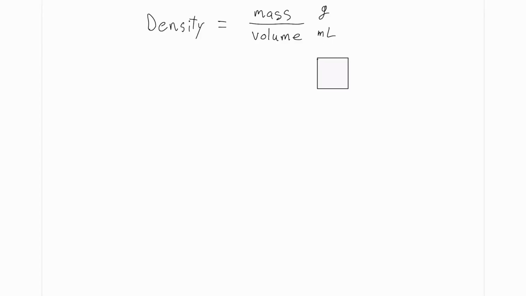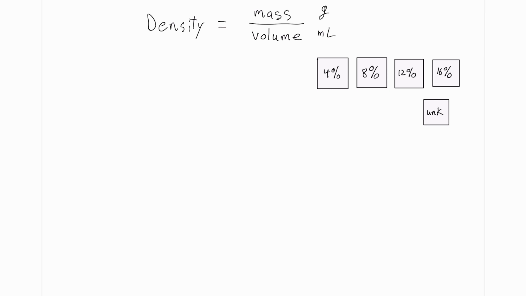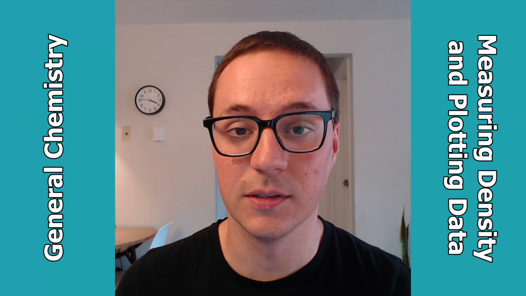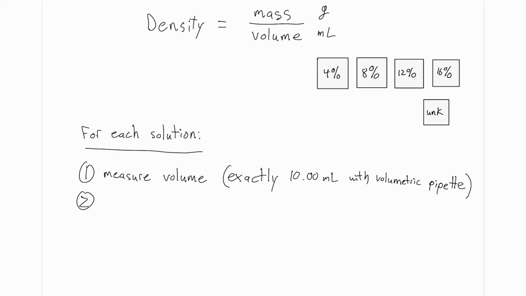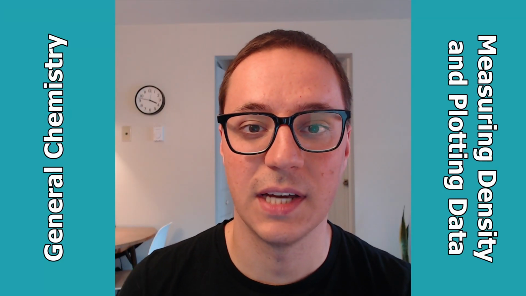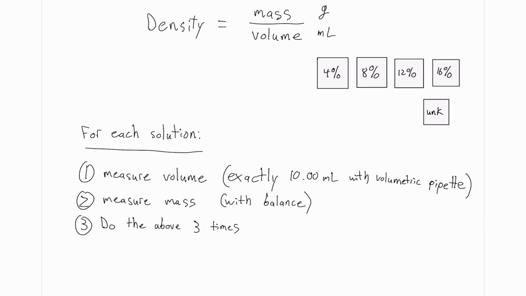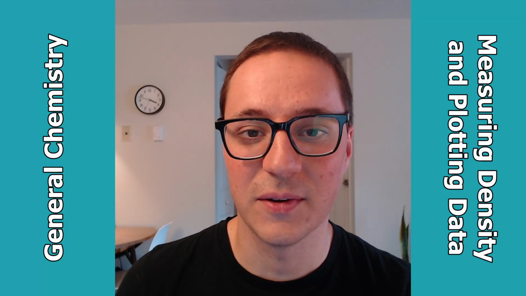In this experiment, we will measure the mass and volume of 4 standard sodium chloride solutions and an unknown solution. Then we'll calculate the density of each. For each solution, we'll first measure the volume, exactly 10 milliliters with a volumetric pipette. Then we'll measure the mass with a balance, and we'll do both of those things 3 times for accuracy and calculate the average. Then we can calculate the density.